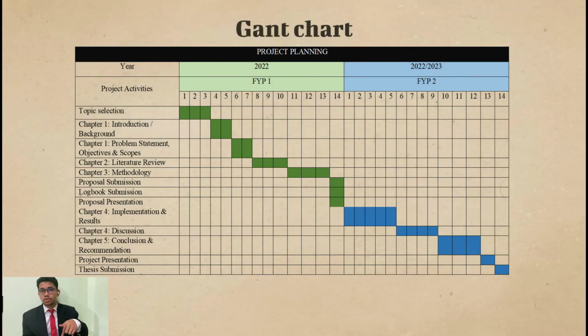The table below shows the project planning from final year project 1 until final year project 2. During the semester break, we will conduct the actual experiment on the SWISH carjacking and the data will be collected for the result and better understanding.